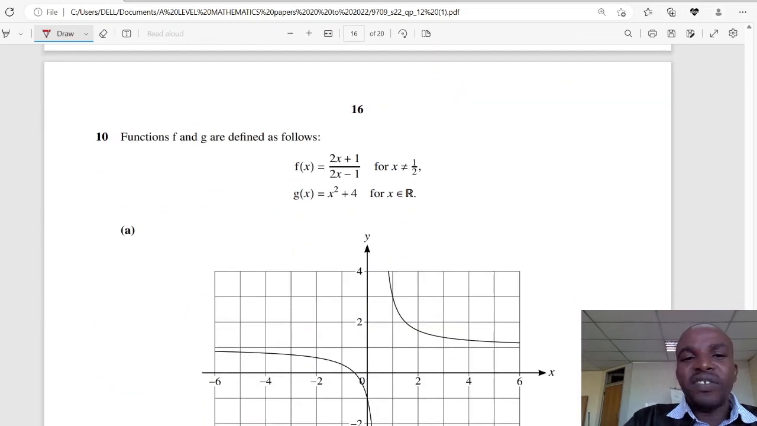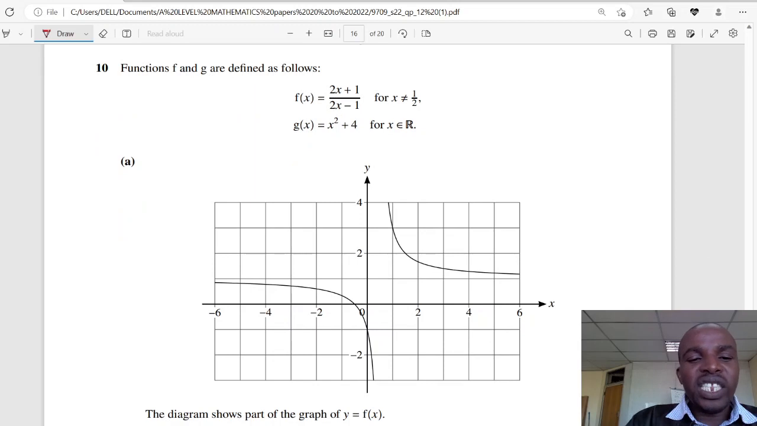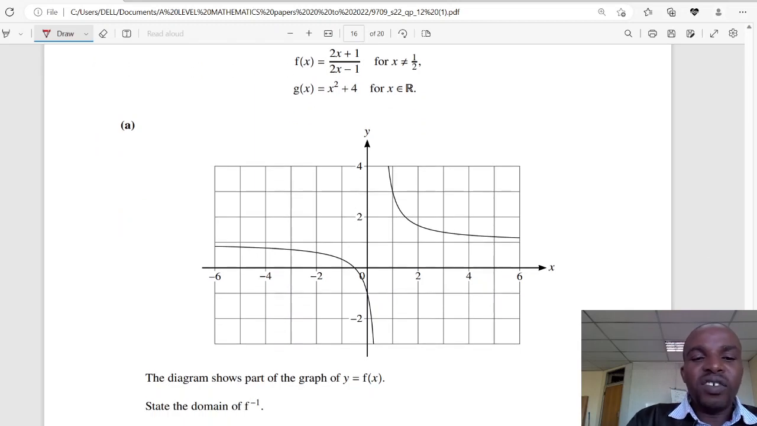Functions f and g are defined as follows. We have f of x and we have g of x. Then they state the domain of the inverse of f of x. So it will be the range. Then the diagram shows the graph of y equals f of x. This is the graph. Right, so what you do is you change. The domain of the inverse is called the range of the function.